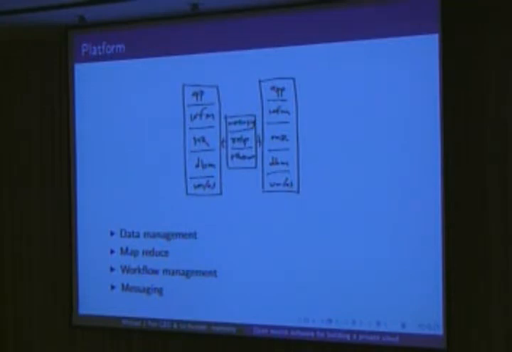Okay, so we've talked about the infrastructure. So now we're going to talk a little bit about the platform. In the platform, there's four main things: data management, MapReduce, workflow management, and messaging. If you look at the picture here, I've tried to show how they stack up on each other, right? So at the very bottom, the left and right are your nodes, and at the bottom, you have the virtual machine or the operating system.